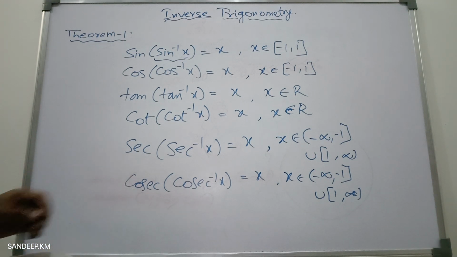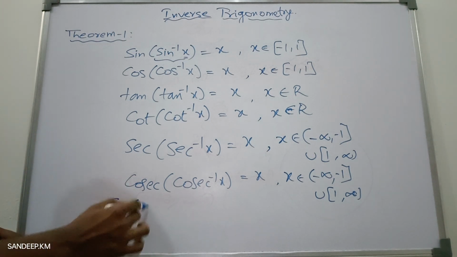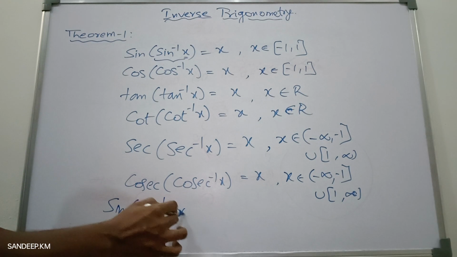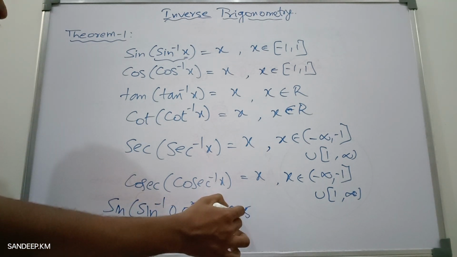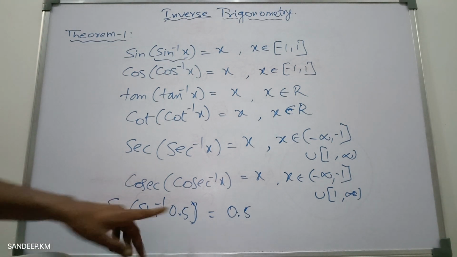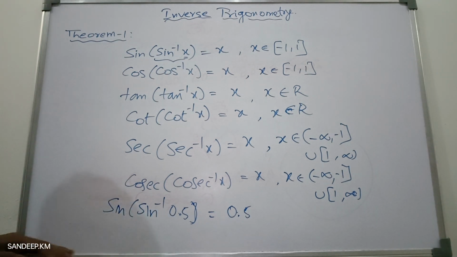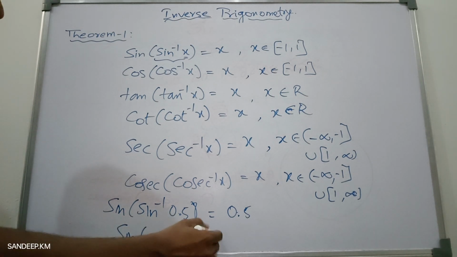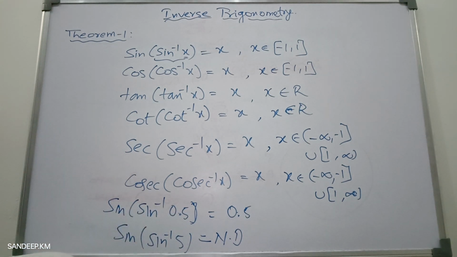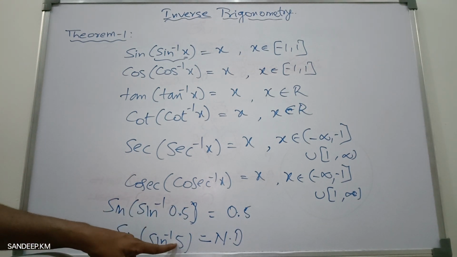Some basic applications. What is it? Sine of sine inverse 0.5 is equal to 0.5, because sine inverse of 0.5 is defined, correct or not? But remember, if someone asks you what is sine of sine inverse 5, the answer is not defined. What is the reason that the answer is not defined? Because 5 is not in the domain of sine inverse x. You got it?